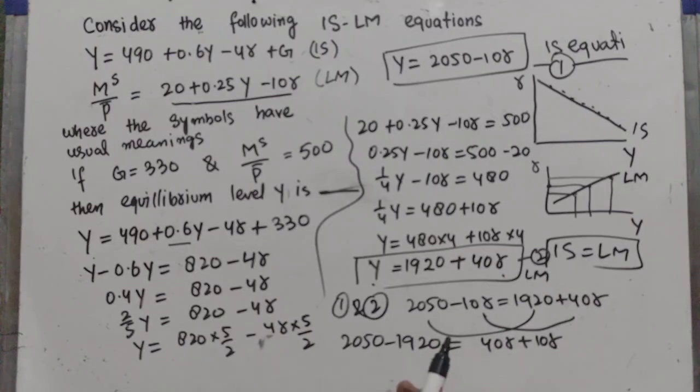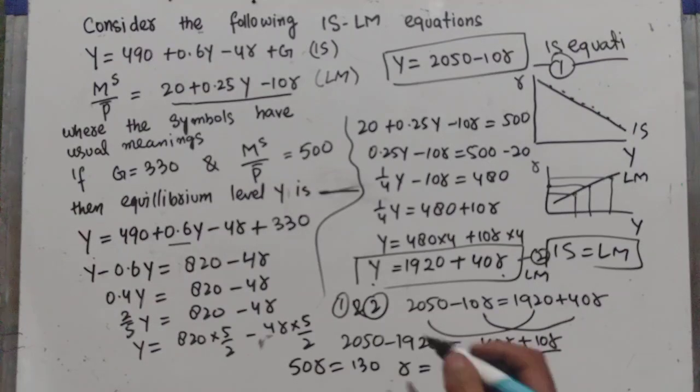Solving this, it will come out to be 130. So this is 40 plus 10, which is 50. R is equal to 130 upon 50. So this gets cancelled. We got 13 upon 5 as the rate of interest, but we are supposed to find out the equilibrium level of income.